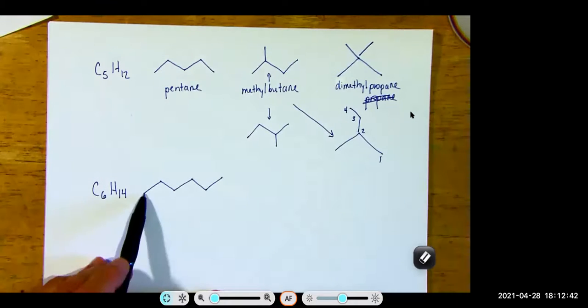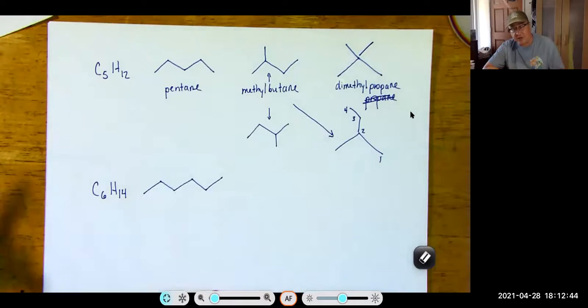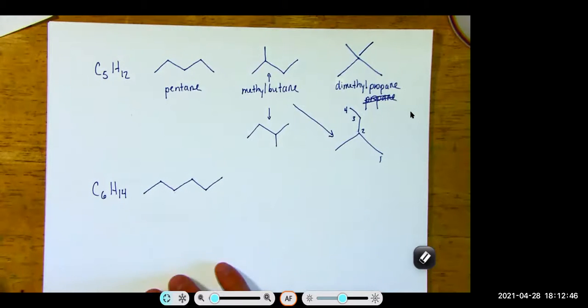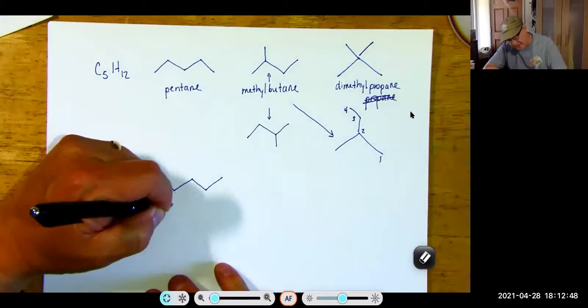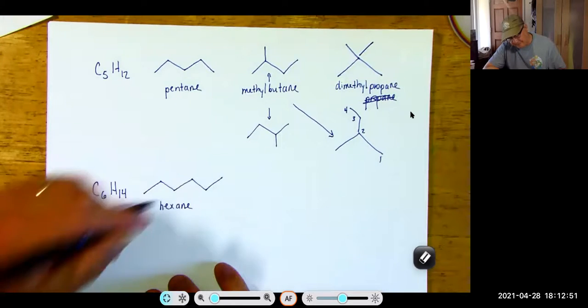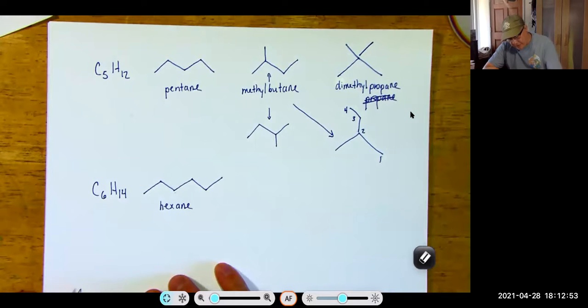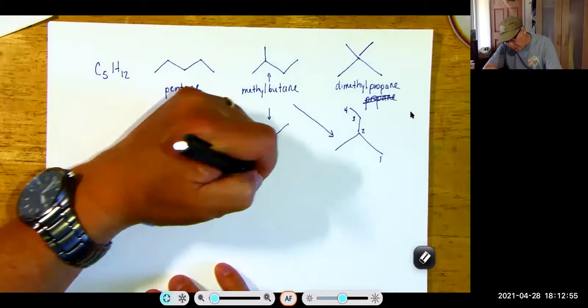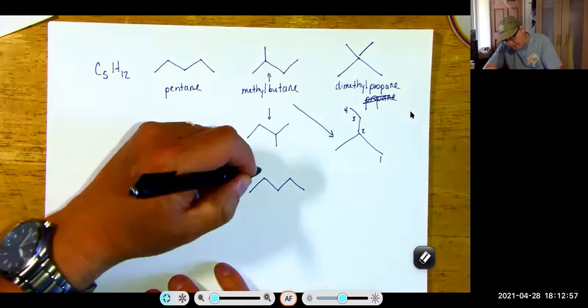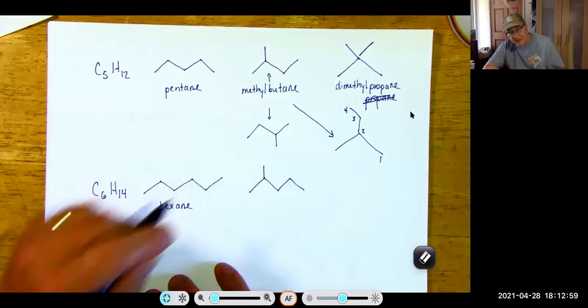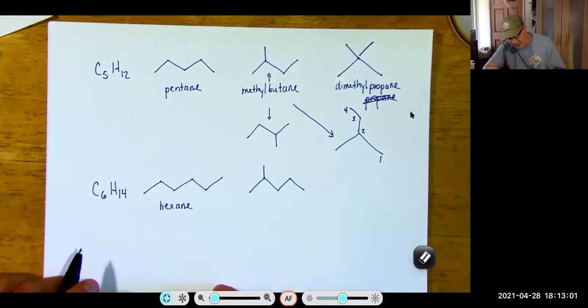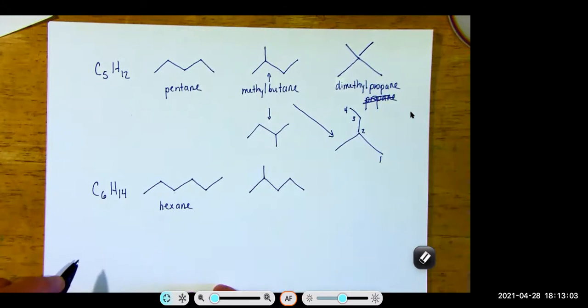1, 2, 3, 4, 5, 6. That's the one I would start with. That's what I had. Called hexane. Now it sounds to me like, Rebecca, you decided you'd go ahead and start with 5 carbons and put a methyl there, and you called it 2-methyl pentane. Is that right? Uh-huh. And that's correct.